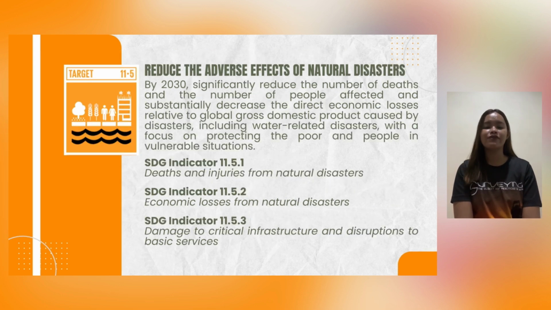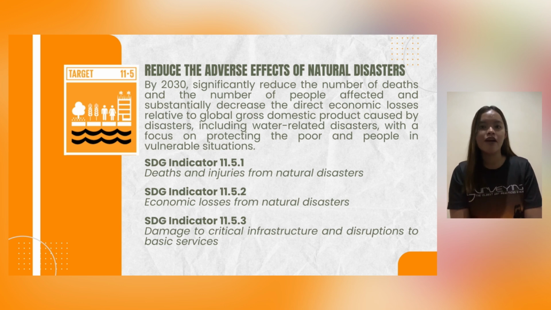Target 11.5 addresses the need to reduce the adverse effects of natural disasters. So, cities must develop disaster risk reduction strategies, especially for vulnerable populations. Key indicators include the number of people affected by disasters and the implementation of disaster risk reduction strategies.